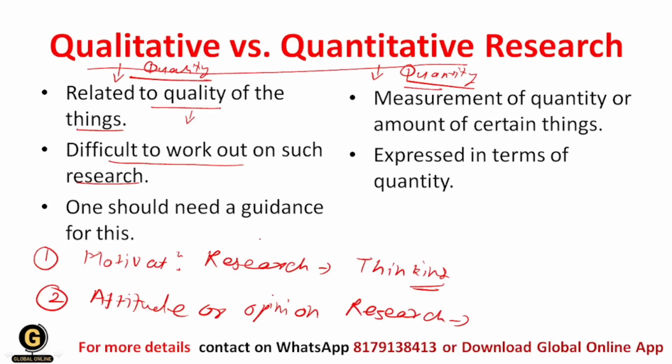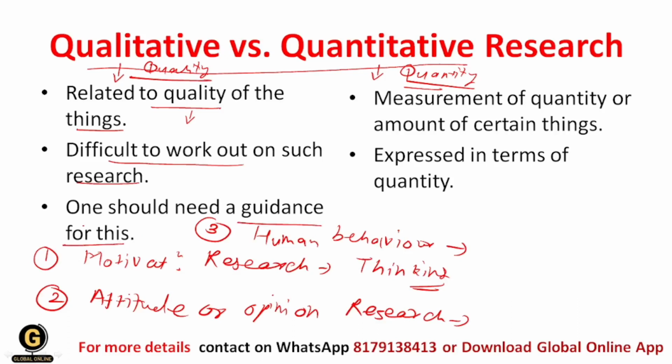And it is also important that in qualitative research we get to know about human behavior. Whenever we study the behavioral sciences and want to know the motives of human behavior, we use this type of research. That's why this type of research is very difficult to work out, and a researcher also needs guidance for this.